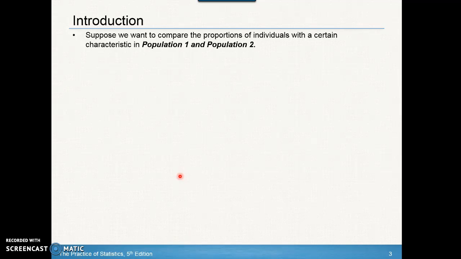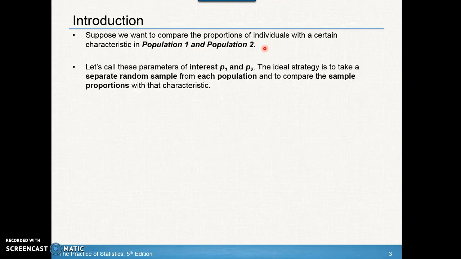All right, we're just going to take the knowledge that we have learned from previous sections and combine it into this section to take a look at two proportions. Let's say we want to compare the proportions of individuals with a certain characteristic in population 1 and population 2. In this case, we're taking a look at two different populations. Let's call these parameters of interest P1 and P2.